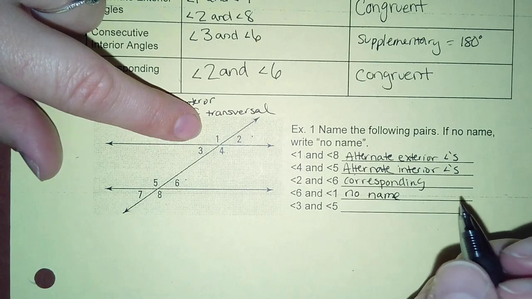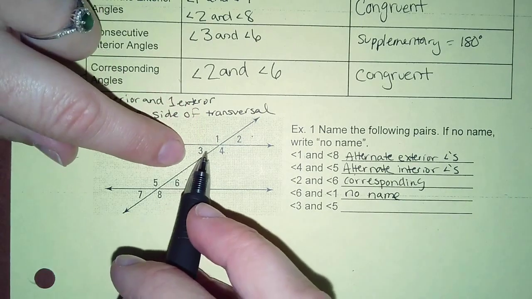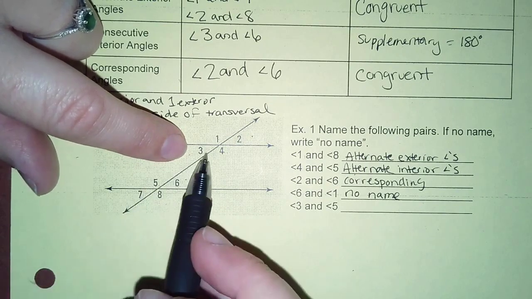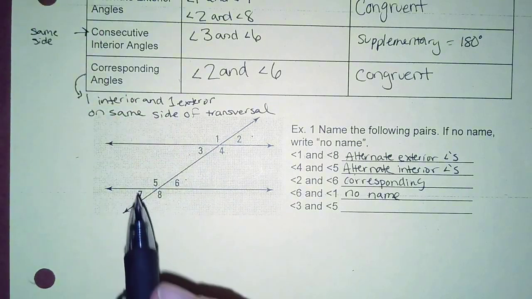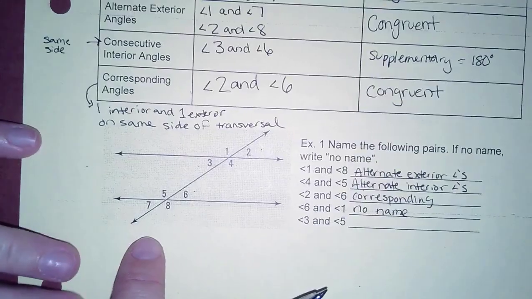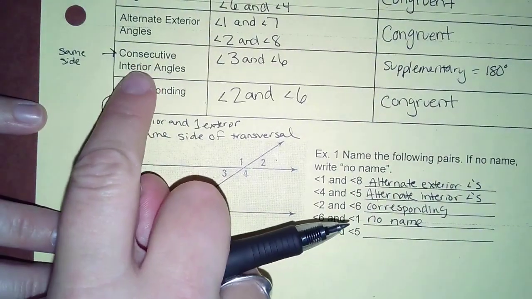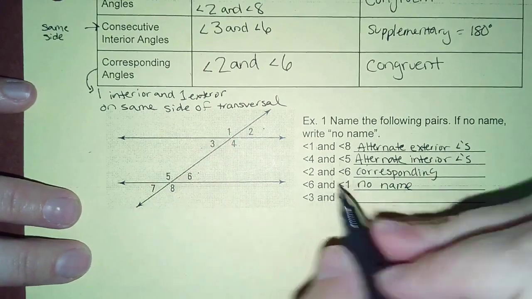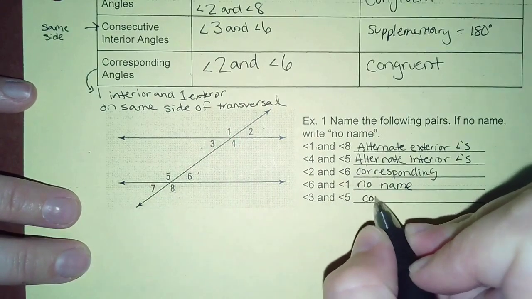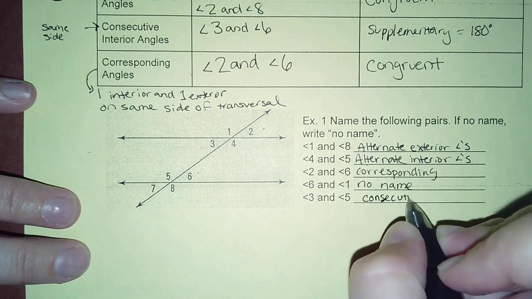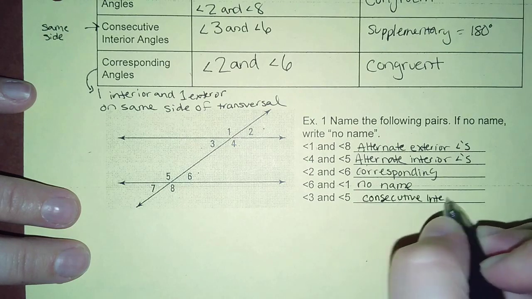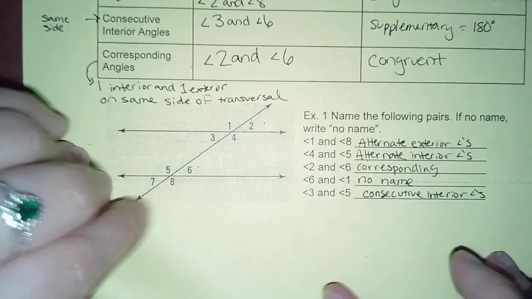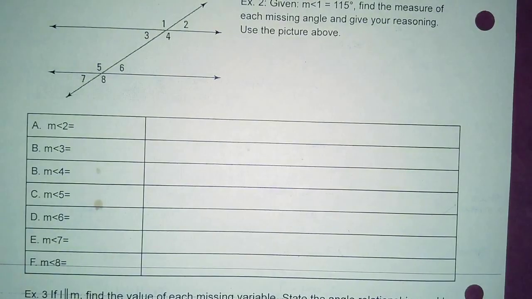Angles 3 and 5. Angle 3 is on the left side of my transversal, angle 5 is also on the left side, and they're both interior angles. So that would be consecutive interior angles. They're kind of in a row right next to each other. So angles 3 and 5 are consecutive interior angles. Next page.